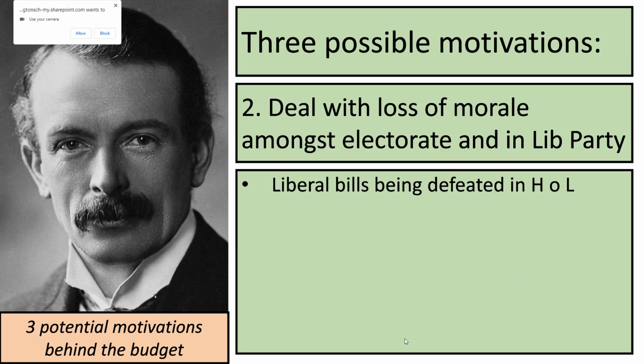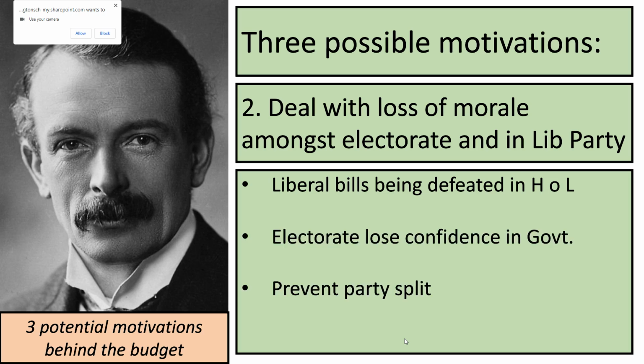Second motivation is to basically sort out morale. So the Liberal bills keep getting defeated in the House of Lords. These bills on plural voting, education and licensing are getting kicked out of the House of Lords. We've also got some significant by-election losses to the Labour Party. So the People's Budget is an attempt, possibly by Lloyd George, to bring the electorate back on side, but also to prevent a party split, to prevent the radicals in the Liberal Party defecting to the Labour Party.